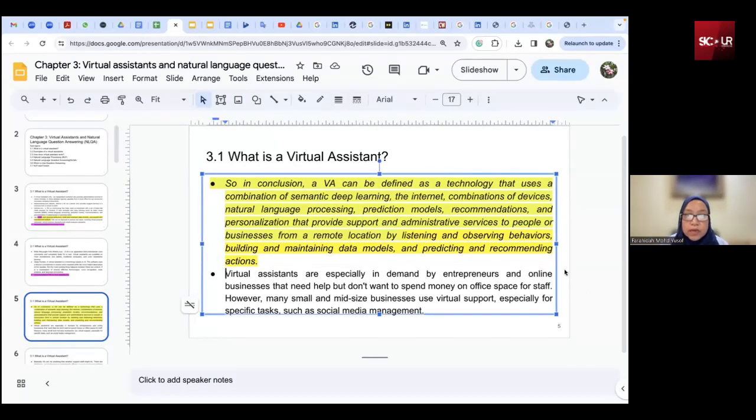Virtual assistants are especially in demand by entrepreneurs and online businesses that need help but don't want to spend money on office space or staff. You can save money, cut cost. However, many small and mid-sized businesses use virtual support, especially for specific tasks such as social media management. I think the most common now is social media creator.